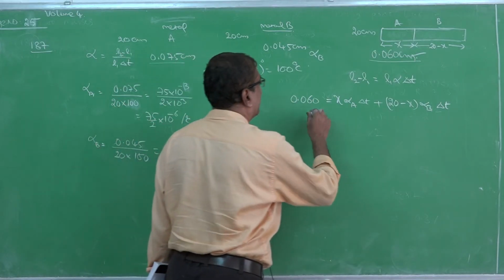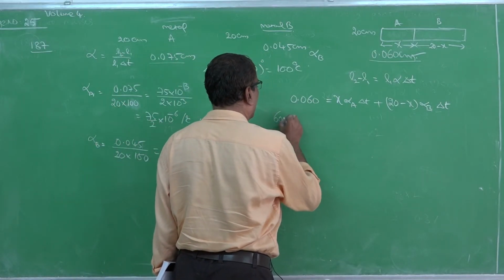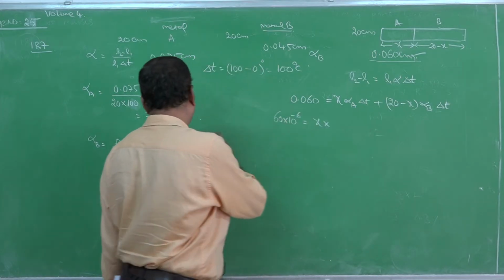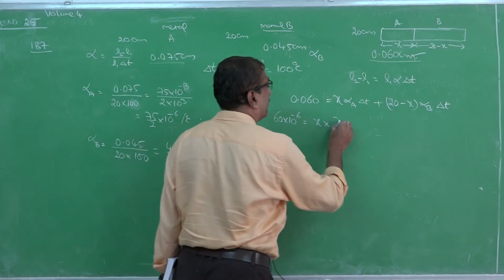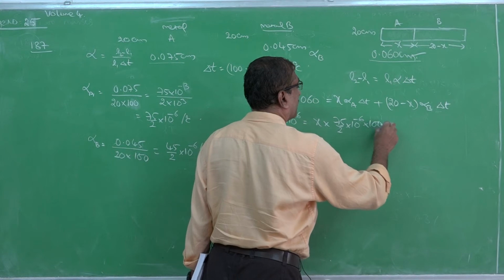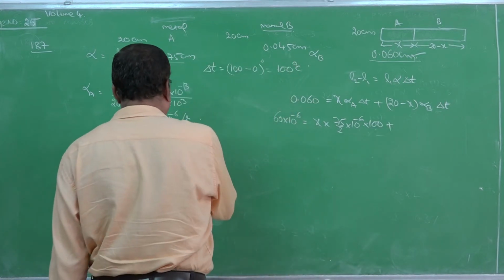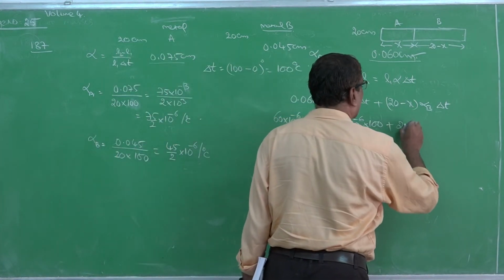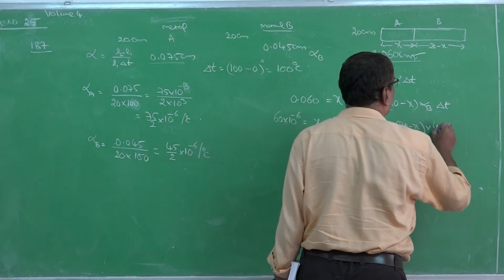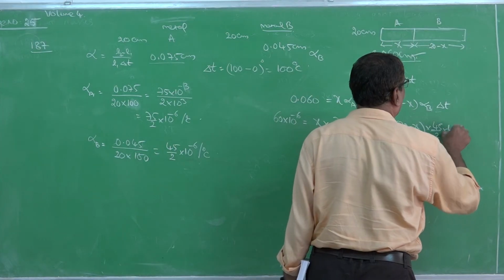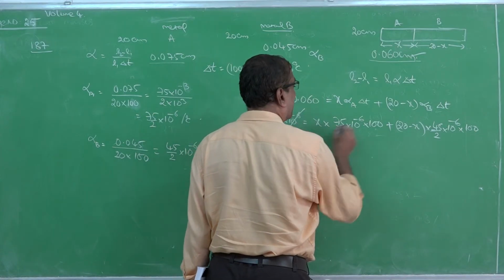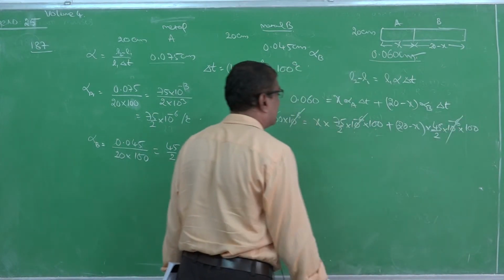Okay, we can write this as 60 × 10^-6 = x · alpha A, already calculated as 75/2 × 10^-6 × 100, plus (20 − x) · alpha B, which is 45/2 × 10^-6 × 100. So, 10^-6 will get cancelled.